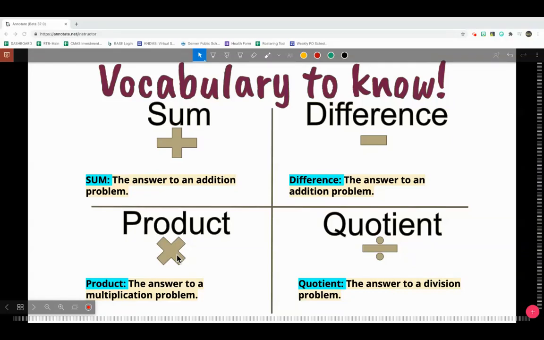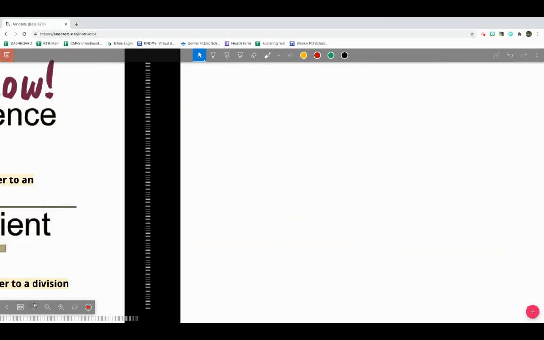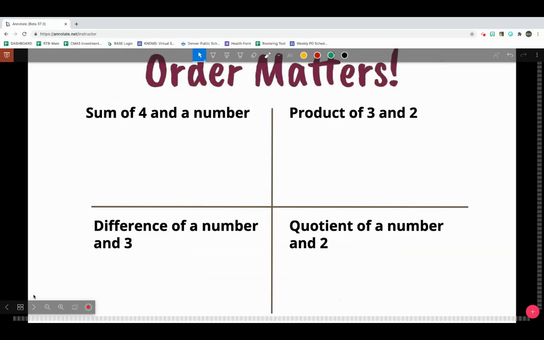All right, so let's continue with the work we're going to be doing today. We're going to be first primarily looking at some written expressions that use these vocabulary terms so that you can see how you should write them. Now, when you see these vocabulary terms in an expression, sum, difference, product, and quotient, the order matters. The way that it's laid out in your written expression is the way that you should write it as an algebraic expression with your numbers.